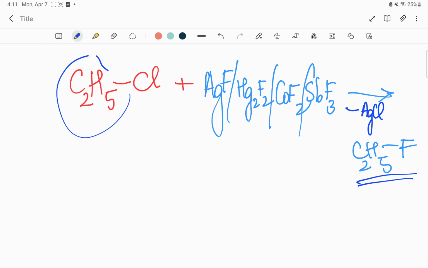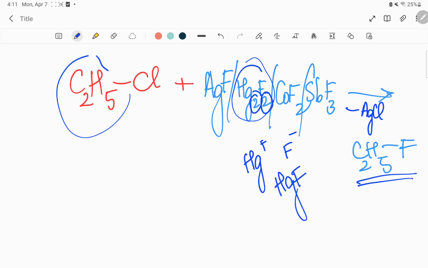And you might wonder why we are writing Hg2F2. According to the crisscross rule, if we are saying Hg positive and F negative, then it should be HgF by cancelling it. However, here this is a dimer. Hg2F2, mercurous fluoride, is a dimer. So since it's a dimer, the formula is not HgF, it is Hg2F2.